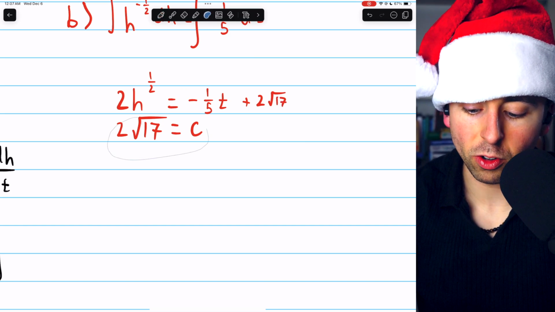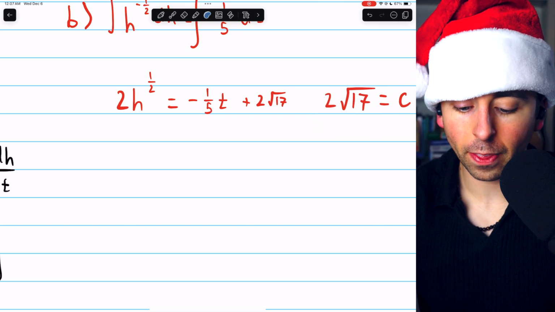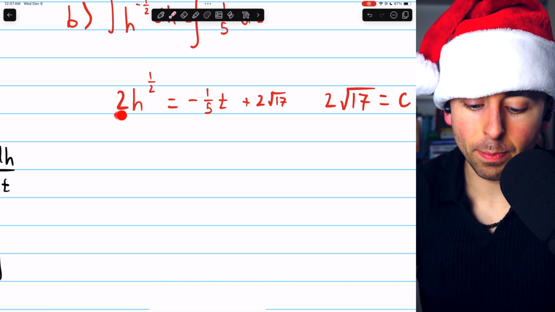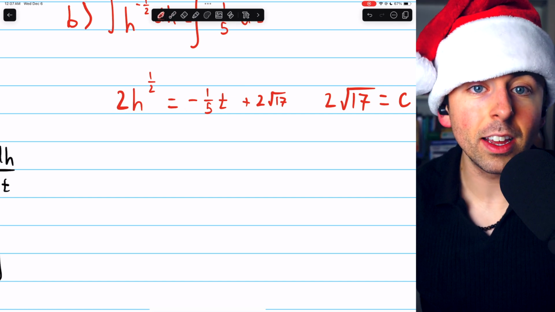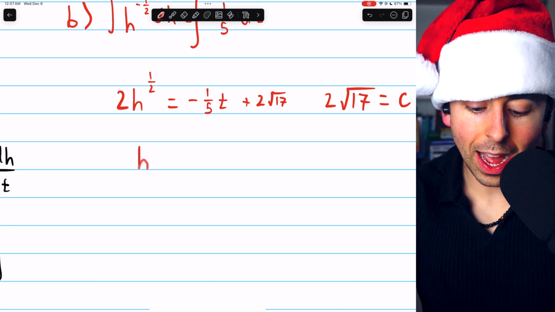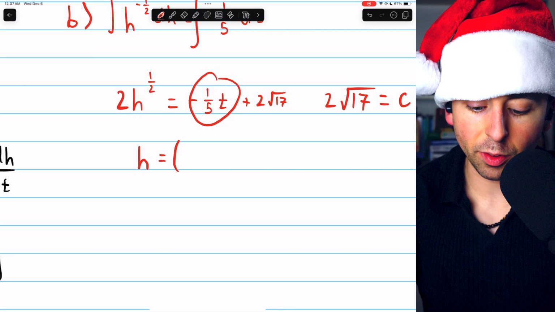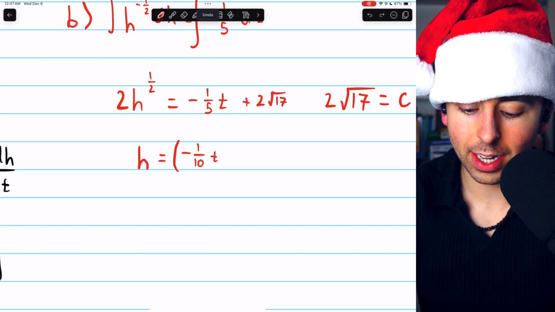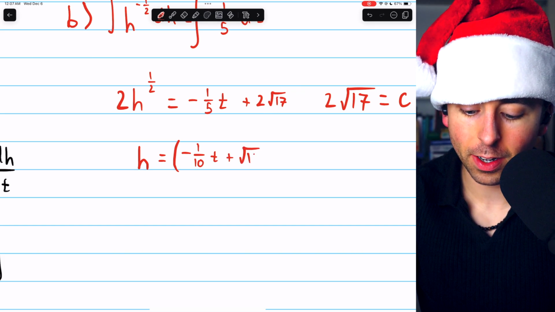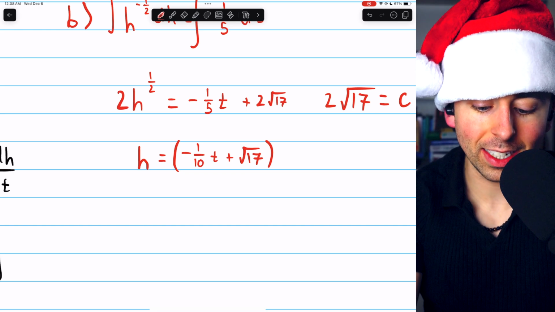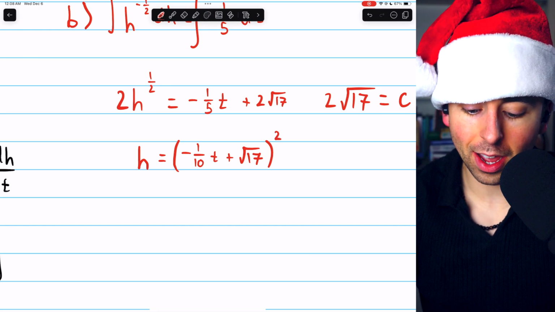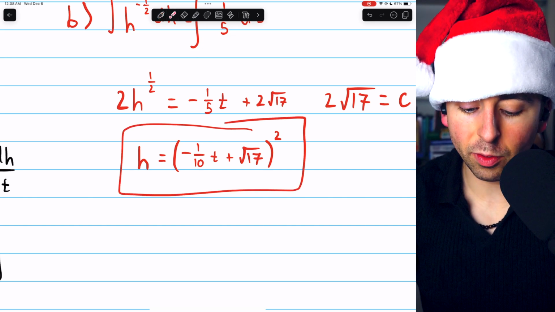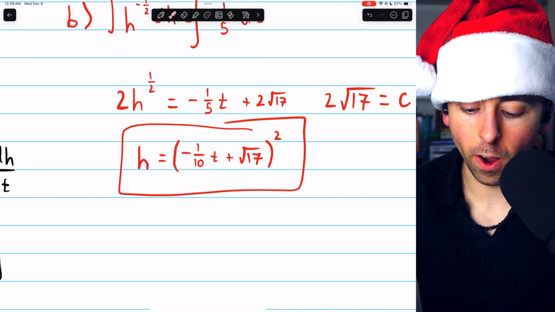And then I'll move this equation off to the side. We don't really need that anymore. Now all that's left for us to do is to solve for h. To do that, we'll divide both sides of this equation by 2 and then square both sides of the equation. Dividing both sides by 2 turns negative 1/5 t into negative 1/10 t, and 2 root 17 becomes just root 17. And then we would square both sides to get rid of that exponent of 1/2. And thus, we have our function for h in terms of t. h equals negative 1/10 t plus the square root of 17, all squared.